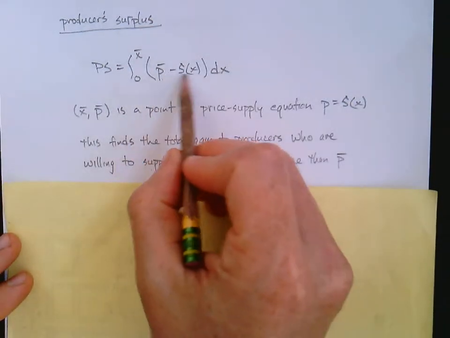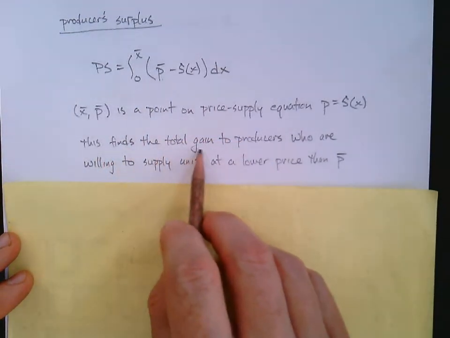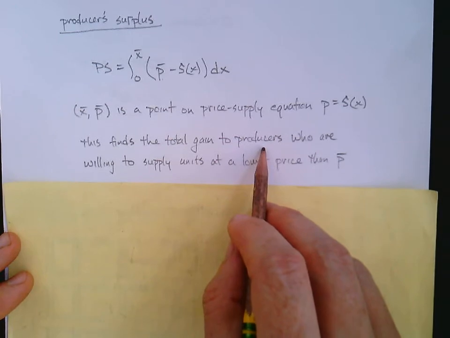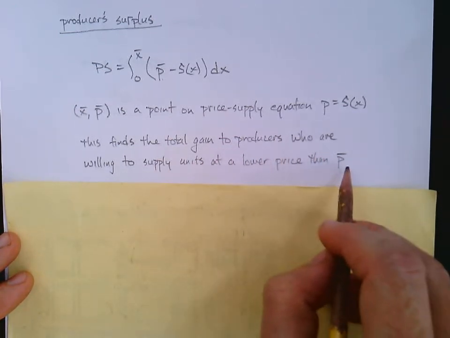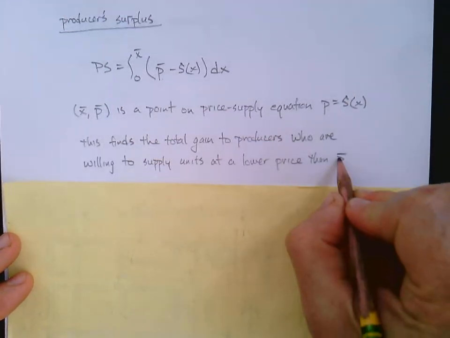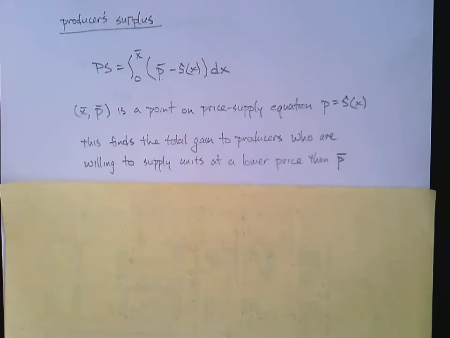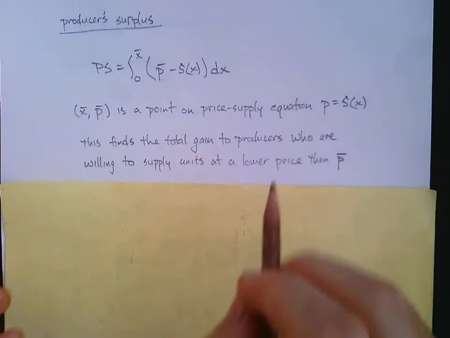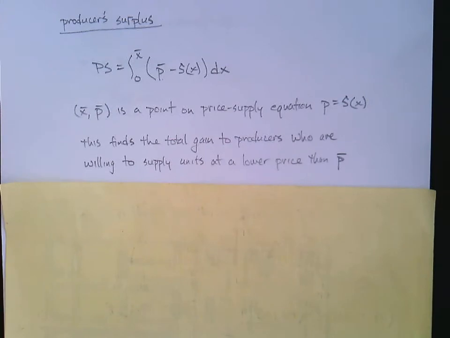Okay, and you notice the difference is the other way because now what's happening? This finds the total gain to producers who are willing to supply units at a lower price than P bar. So now we're thinking of P bar from the producer side of things. That's how much they're making, right? But it's reversed. They're actually willing to charge you less than P bar, if they had to.